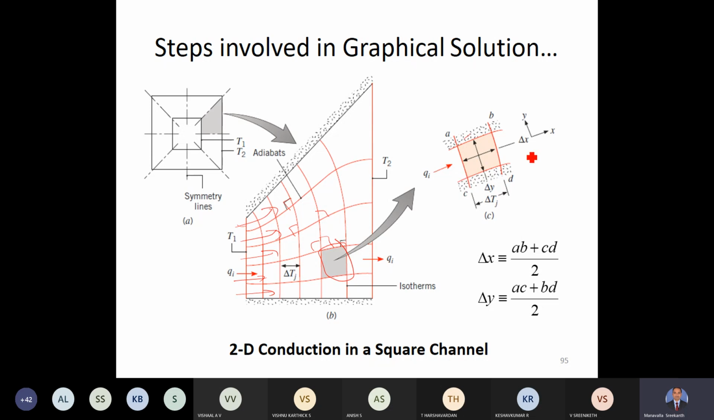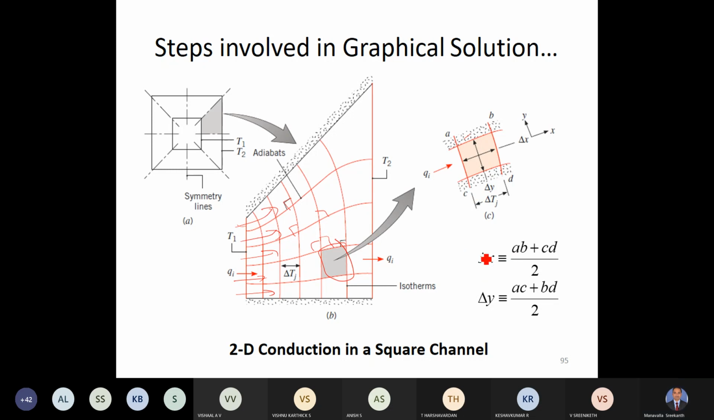Heat flow is taking place in this particular direction, and you can see this particular square. Let's call this a square, even though the sides are a little bit curvy. This side is delta x, and this side is delta y. Now delta x is represented as (AB plus CD) by 2. These two are not exactly identical, therefore we are taking an average of them.